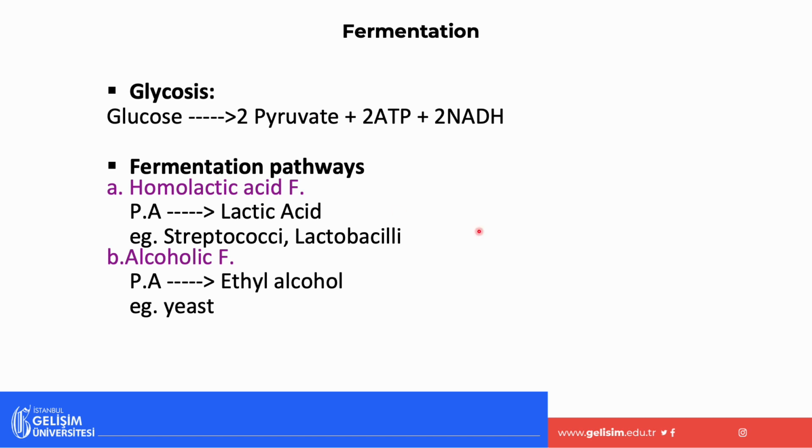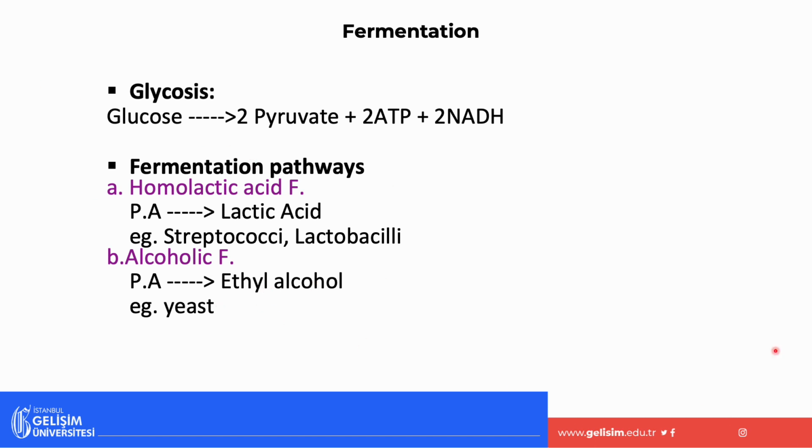Homolactic acid fermentation. In homolactic acid fermentation, we find it taking place in some bacteria, including streptococci and lactobacilli. And also we see this in some human cells. In this pathway, pyruvate is converted into lactic acid, and NADH produced by glycolysis is oxidized back to NAD+, which can be used in glycolysis to produce more ATP.